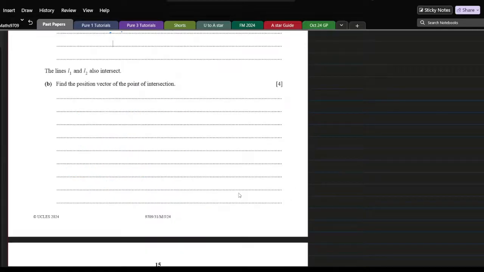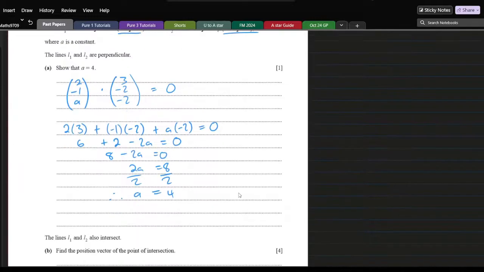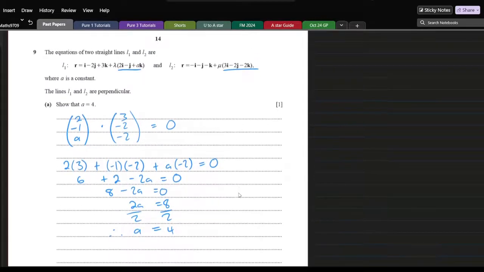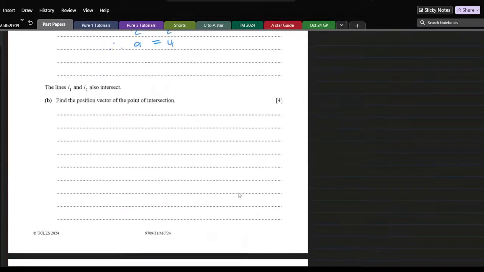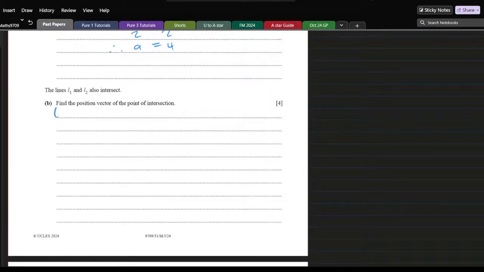The lines L1 and L2 also intersect. Find the position vector of the point of intersection. Alright, so what are the equations of our lines? So we've got L1, let me just write that down.